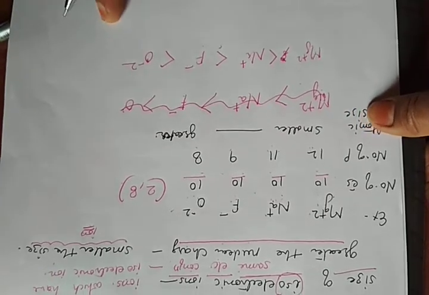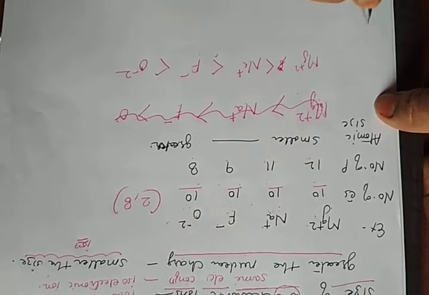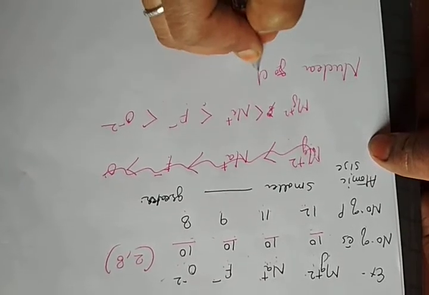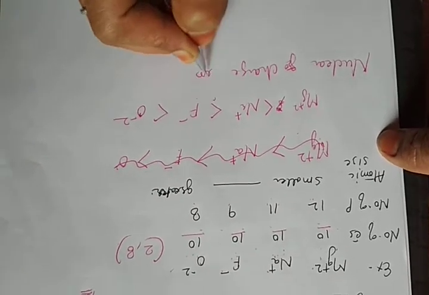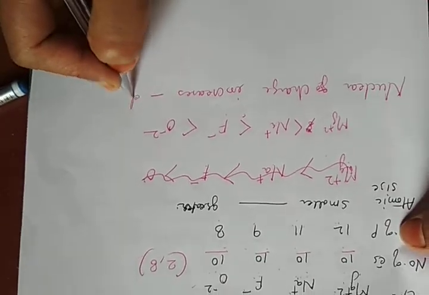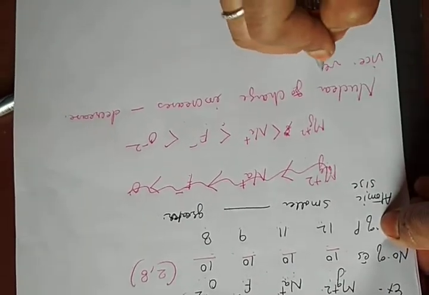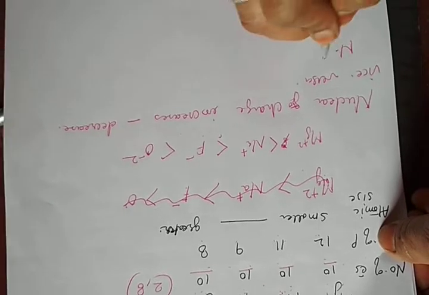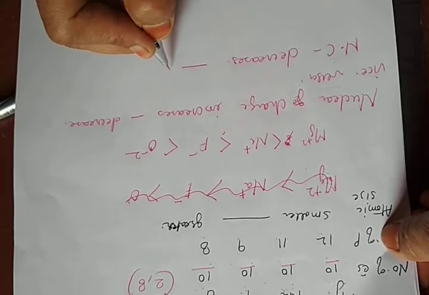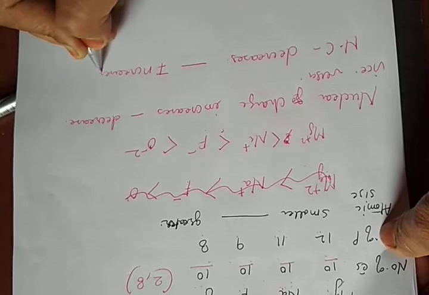As the nuclear charge decreases, the atomic size increases. I repeat, as nuclear charge increases, the size of isoelectronic ions decreases. Vice versa, it means nuclear charge decreases, size of isoelectronic ions increases.